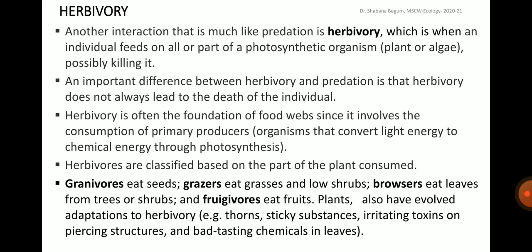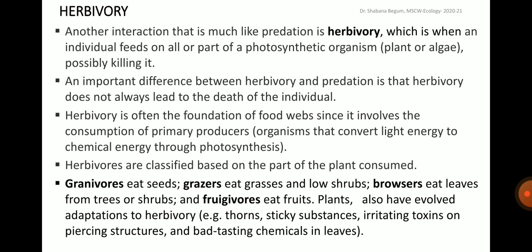Like predation, in the case of plants, here you say herbivory, yet another interaction that is much like predation. Herbivory is when an individual feeds on all or part of a photosynthetic organism, that's a plant or algae, possibly killing it.